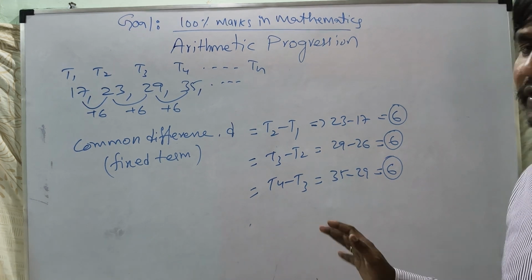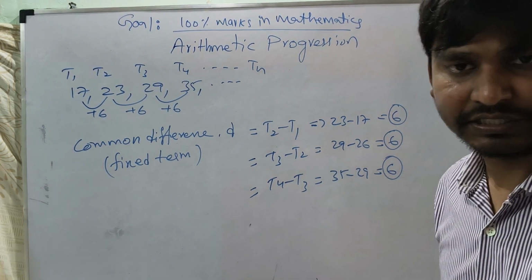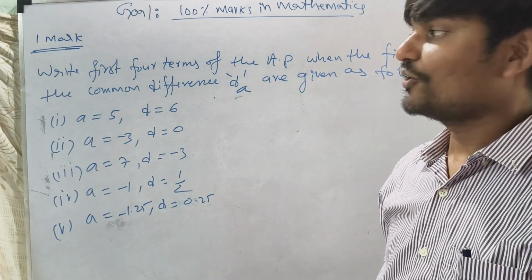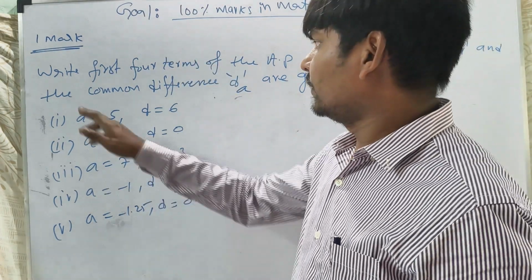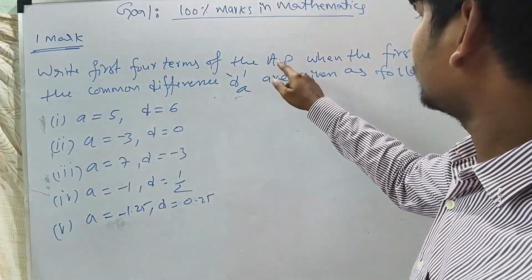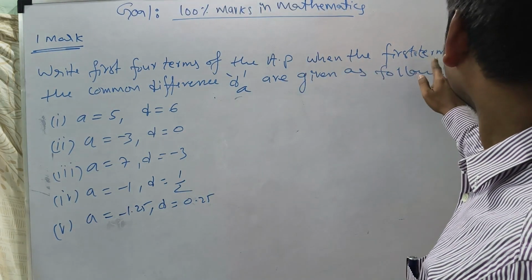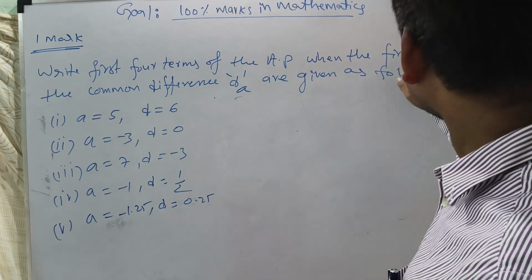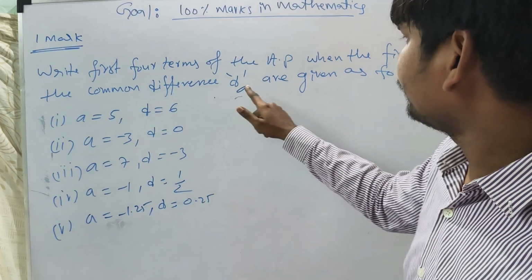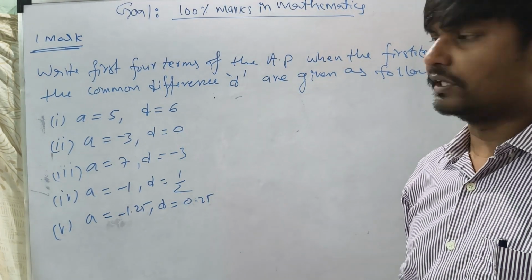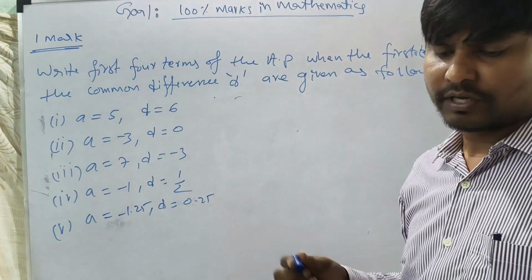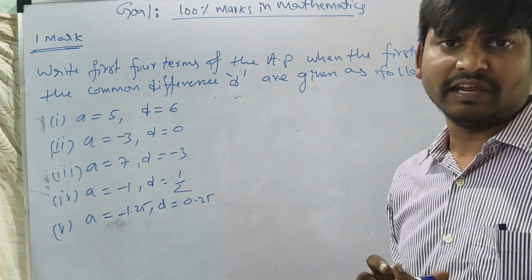Clear all of you up to now? Very nice. Next, move on. First we will discuss 1 mark question types. What is the question given to you here? Write the first 4 terms of the AP when the first term a and the common difference d are given as follows. Three of the questions I will do, and the remaining 2 you will do as homework.